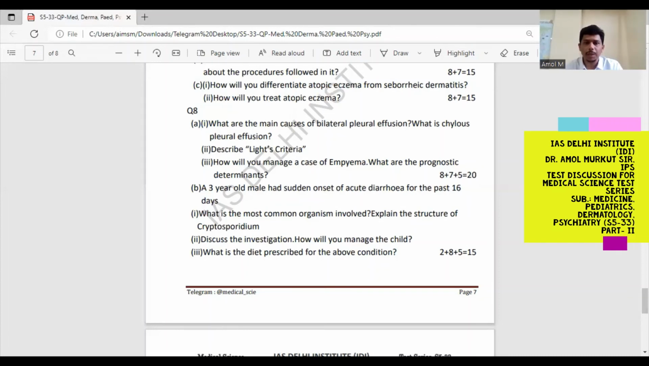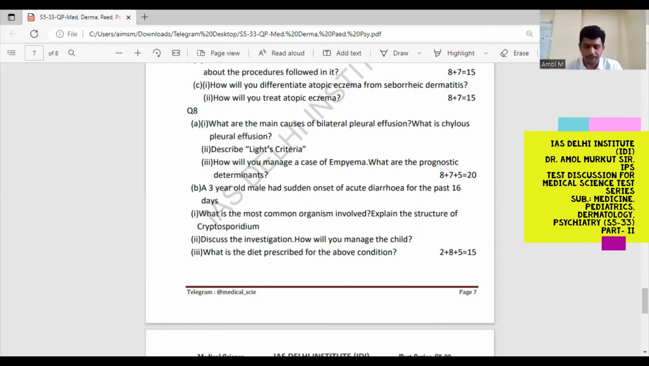Prognostic determinants: which bacteria is infecting, how much area, or we can call quantity of fluid. Then time since occurrence. Then immunocompetent or immunosuppressed individual. Treatment. These are various prognostic determinants.